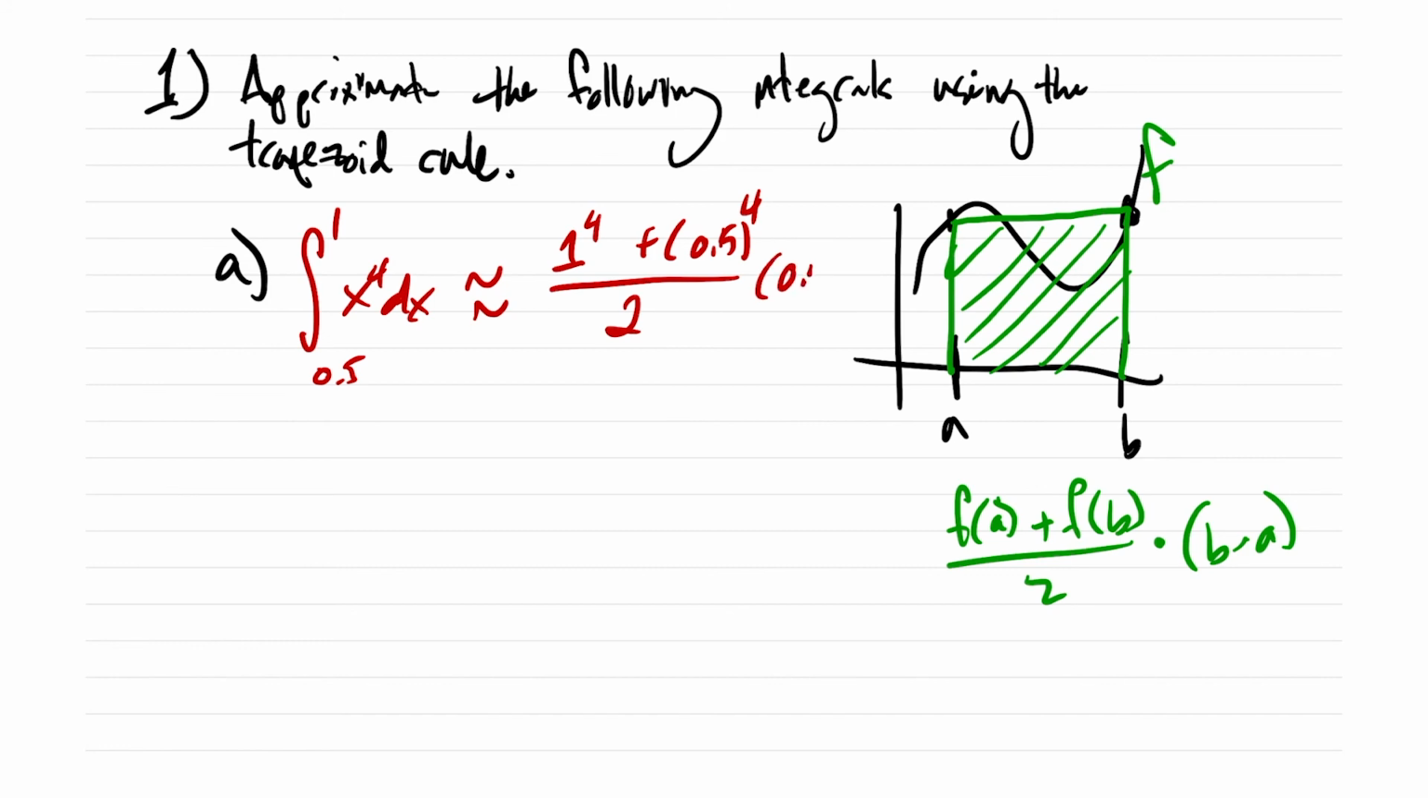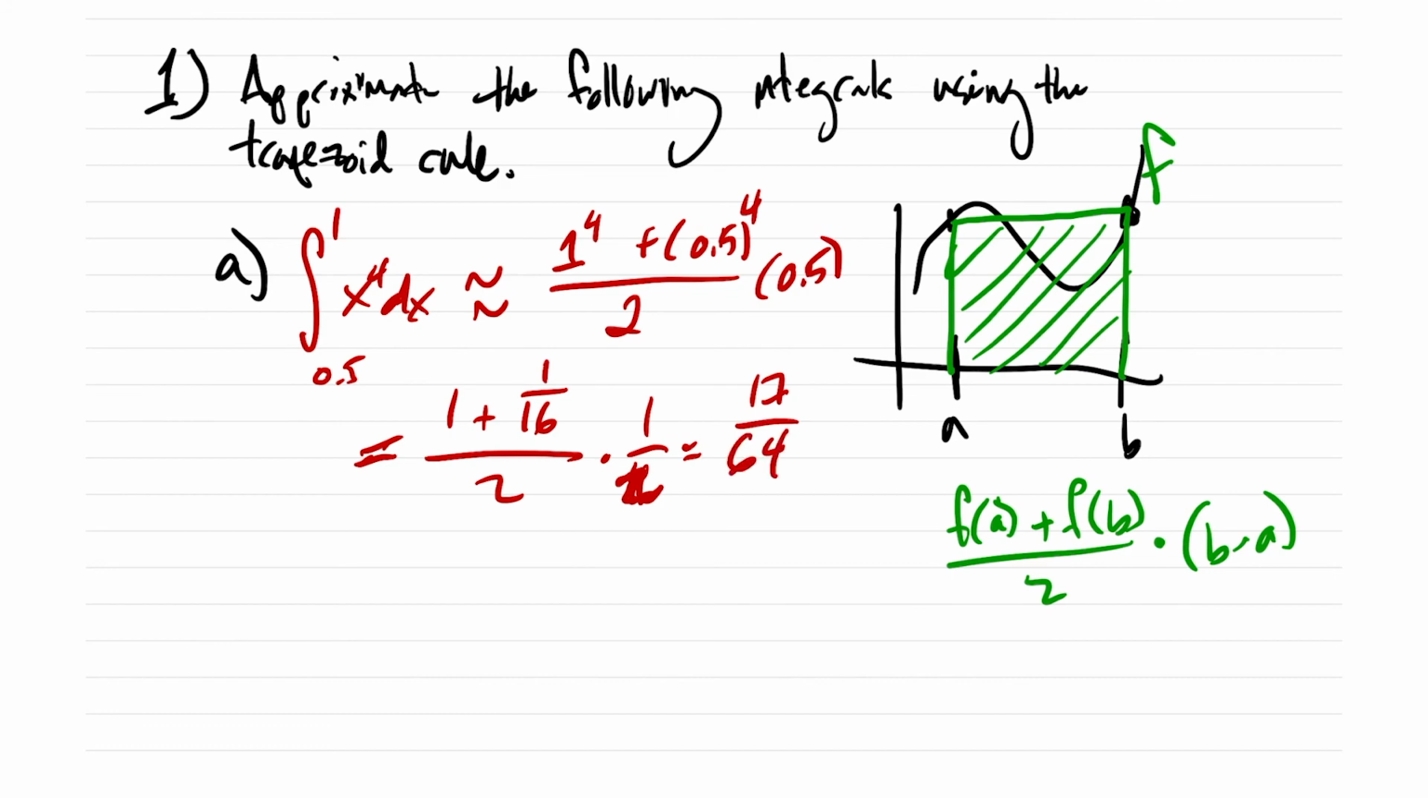Well, b minus a is 0.5. So what does this give us? That gives us 1 plus 1 over 2 to the 4th, and so that's going to be 16, divided by 2 times 1 over 2 here. And yeah, it's a whole bunch of powers of 2, really. So it's going to be 17 over 16 divided by 2, that's going to be 32, so divided by 2 is 64, right? So there you go. All right, not too bad.